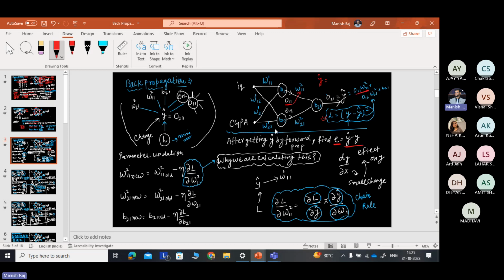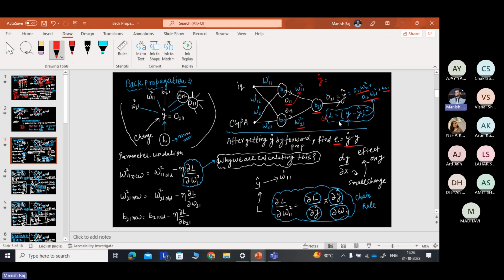Is this okay? O11 times W11 of the second layer. Second, O12 multiplied with W21 of the second layer. This part is here. Yes, everyone is with me? And you will add the bias. So the bias is here. So this is the equation for y bar. And y is fixed here.